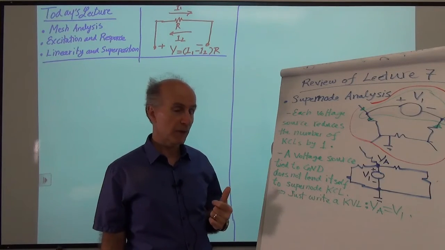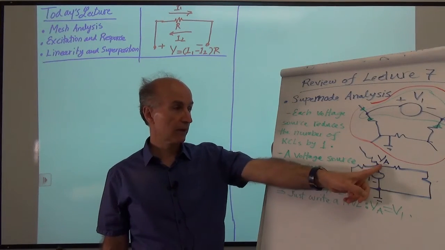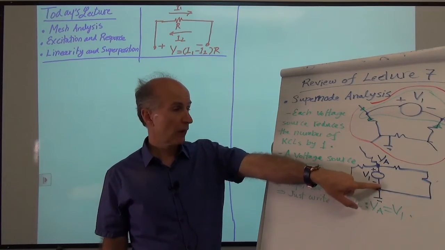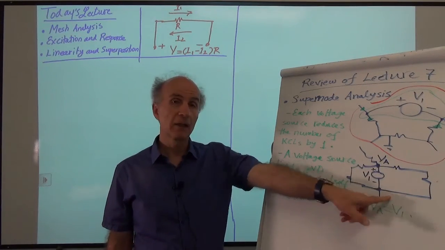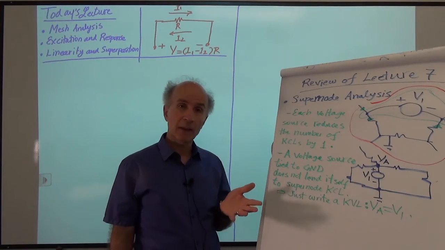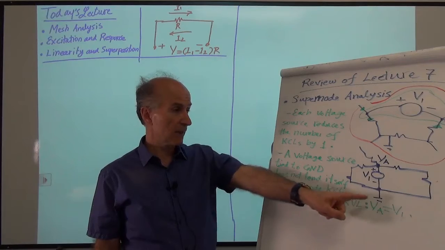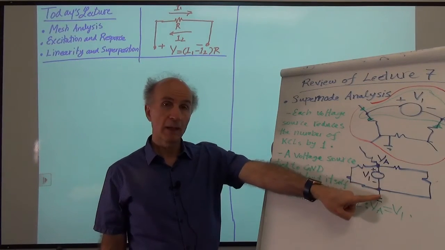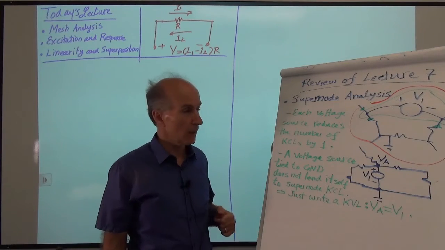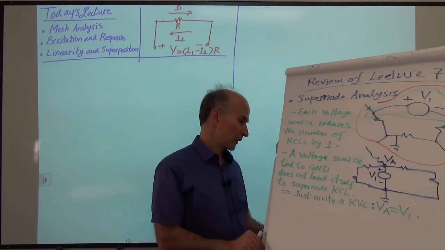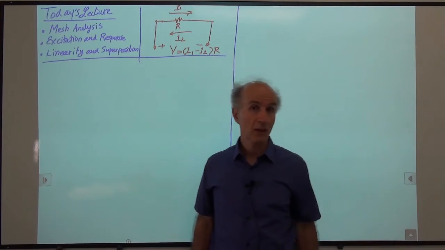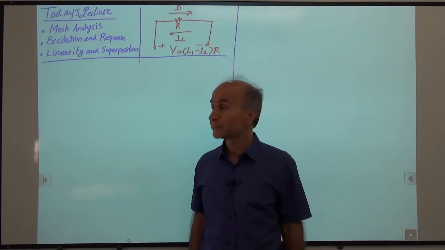And finally, we also noticed that if there's a voltage source connected between a node and ground, we do not try to create a supernode here, because that does not give us any additional information. The only thing that we can do is write a KVL, meaning that, say, this voltage with respect to ground is in fact equal to V1, and that's all we need. So today we will look at mesh analysis. We will see some similarities and some differences with respect to node analysis and also the concept of supernode.